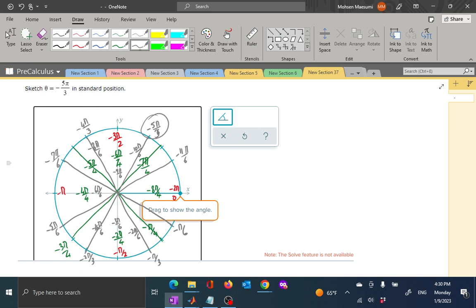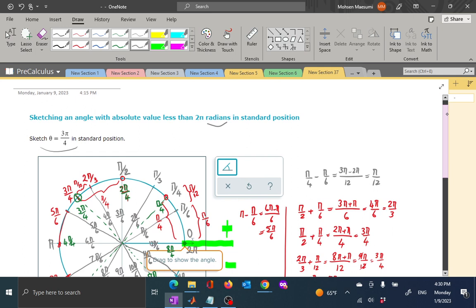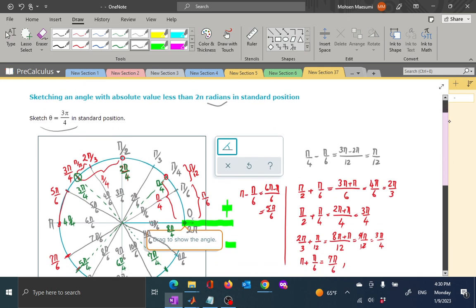So you want to have a picture next to you, hand drawn, with these angles going in the positive direction, negative direction, and then you'll be all set. Just practice adding and subtracting with the pi's.